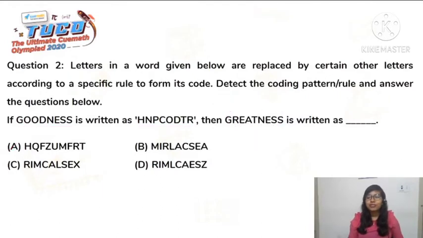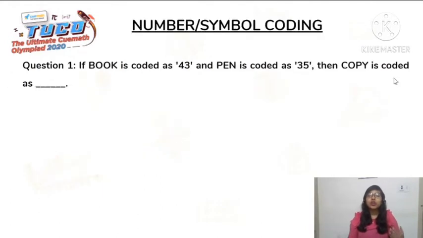With this, we would be proceeding with our next question on number or symbol coding. So here's the question, guys. If book is coded as 43 and pen is coded as 35, then copy is coded as what?